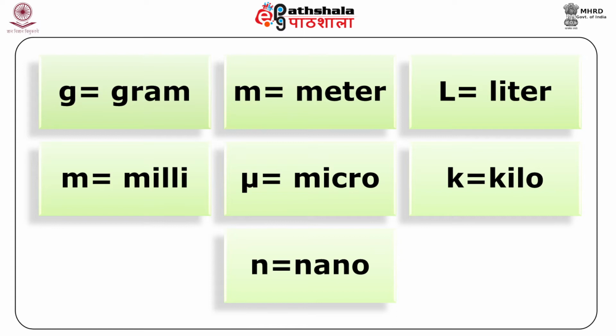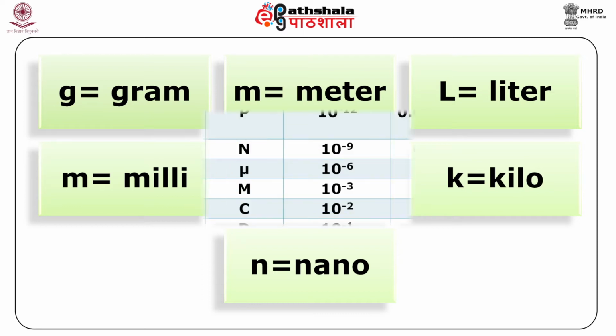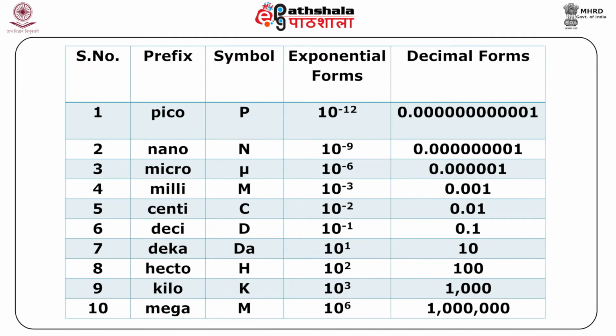G means gram, M indicates the meter, L for liter, small m for milli, small c for centi, mu for micro, k for kilo, and n for nano. Now let us learn in detail about their prefixes. Pico. It is symbolized as p with exponential form 10 raised to power minus 12, and its corresponding decimal form can be seen in the table.